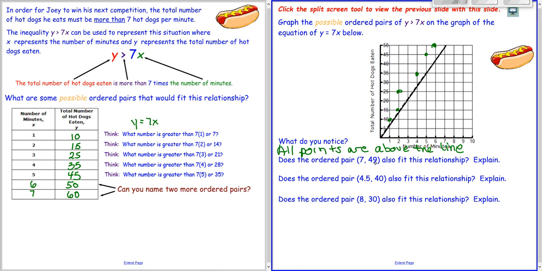So does the ordered pair 7, 49 fit this relationship? This relationship of it needs to be y is greater than 7x? Well, all of these values are greater than, but is 7 and 49 greater than this relationship? You should say no. That's what he ate originally.